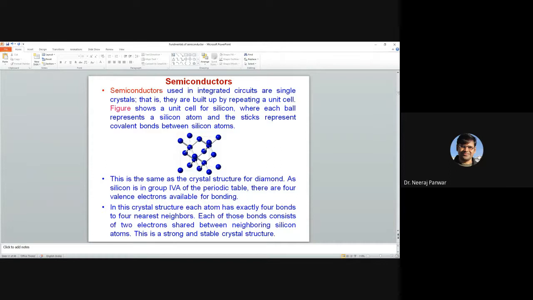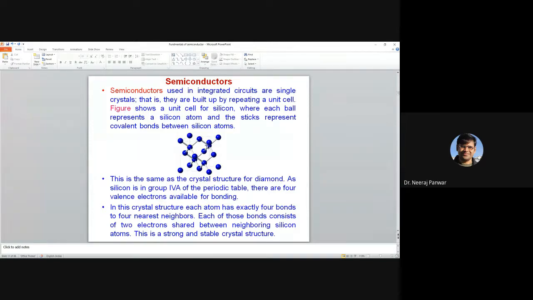So we have already discussed that semiconductors used in integrated circuits are single crystalline in nature. Single crystalline means if we have one unit cell like this, then we need to repeat it in all three dimensions, and there should not be any break in this periodic arrangement. Then we will get a single crystal.